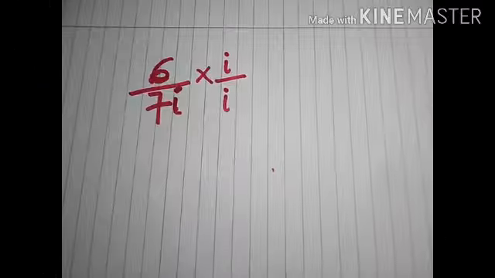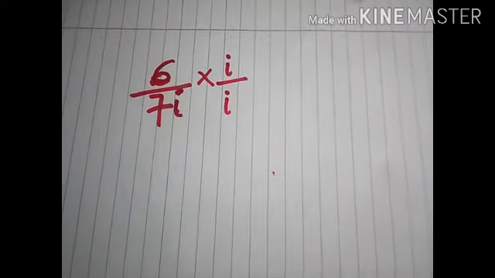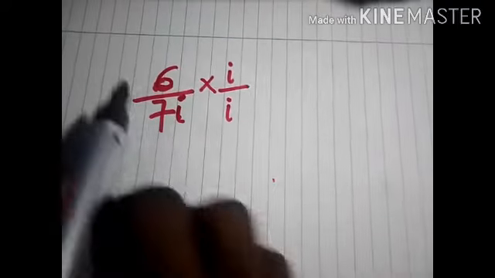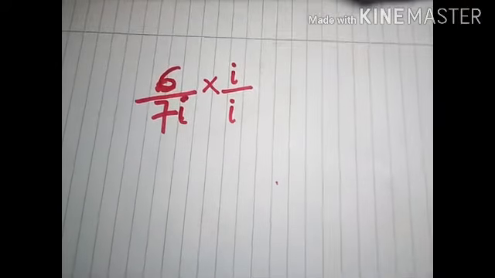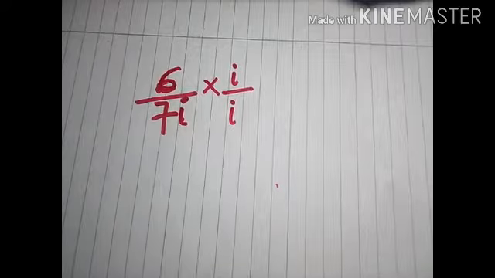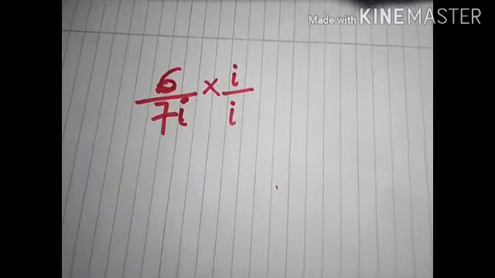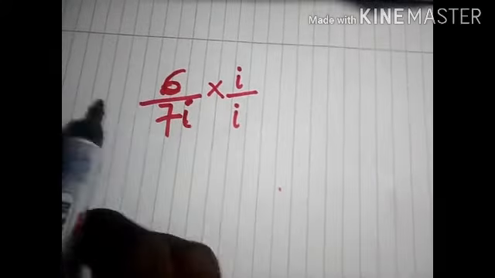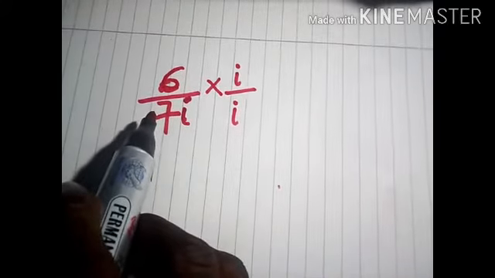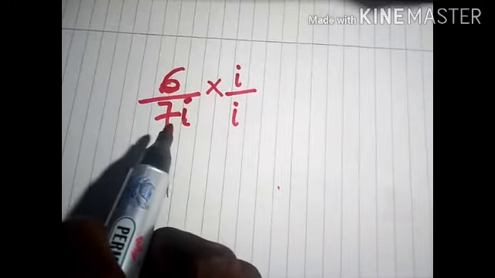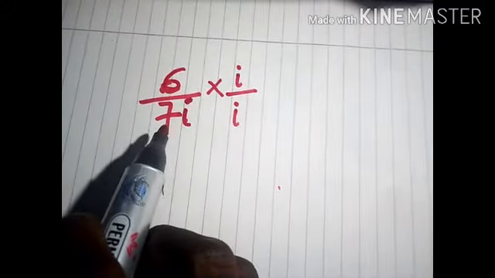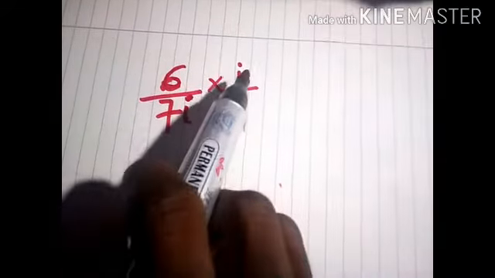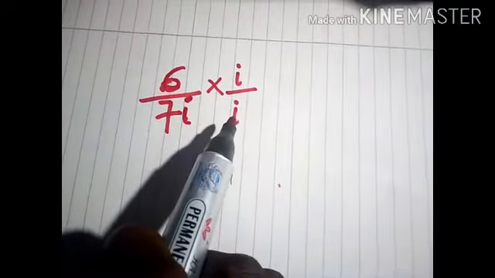We're solely going to focus on how to divide complex numbers. So how can you simplify 6 over 7i? What would you actually do in this example? The best thing you could do to do away with the complex number at the bottom is to multiply the numerator and the denominator of the fraction by i. So numerator by i, denominator by i.